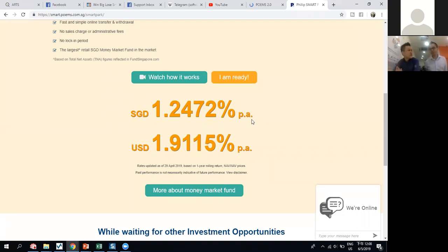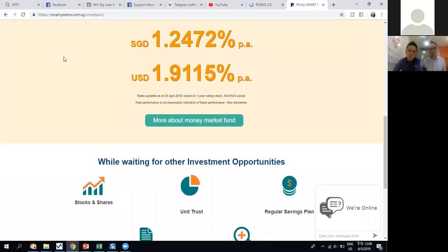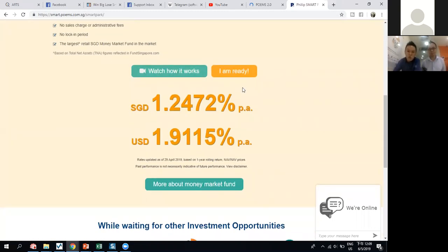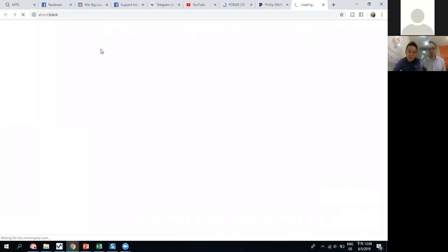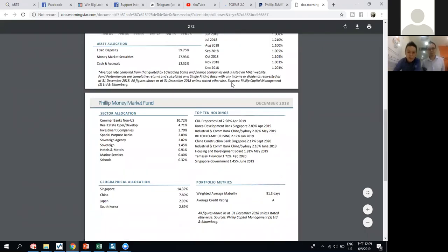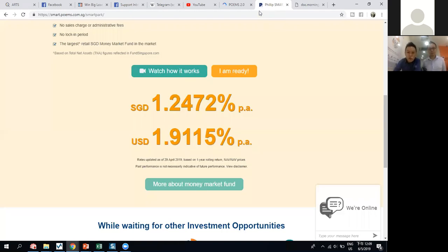And what about the risk level? Practically zero. It's very, very low. If you don't know what a money market fund is, you can Google online to learn more, or on this website you can Google Smart Park POEMS. Then you come to this website where they explain more to you. There's a video and another link on Morningstar showing what this money market fund is all about. So, let's get back to the points.